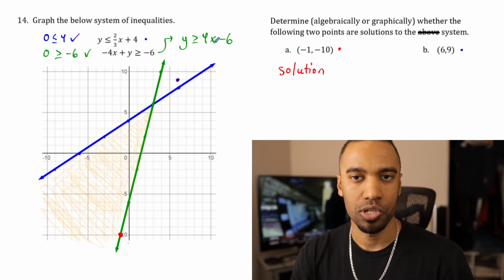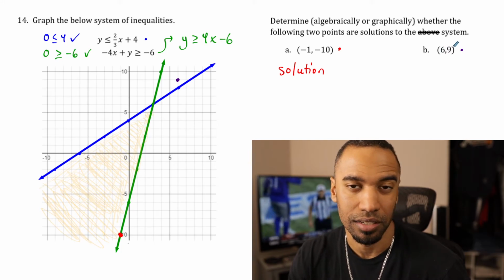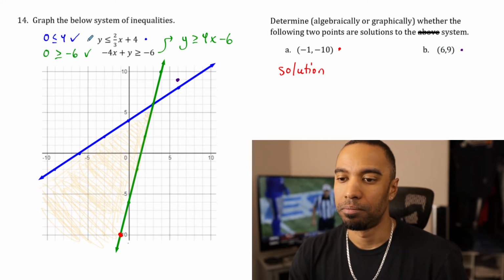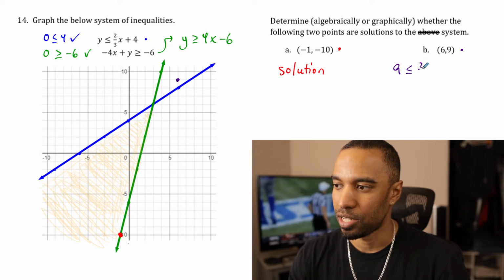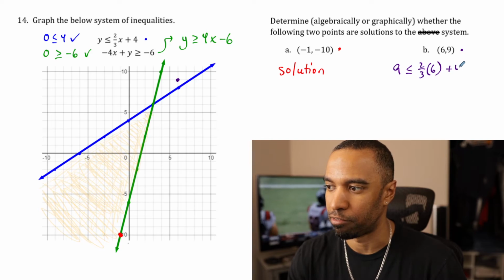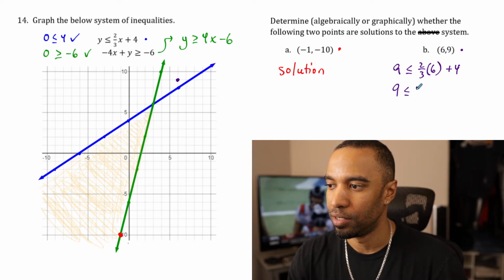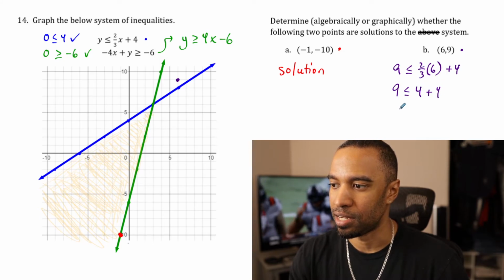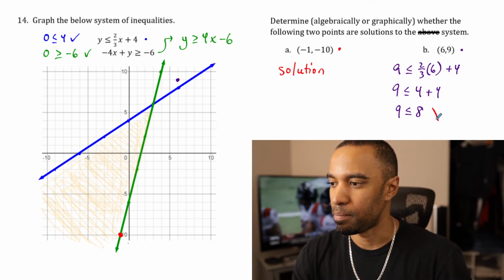However, let's substitute it into both these in case it's the better option for you. So let's substitute 9 for y and 6 for x. And the reason why I said I'm okay with this one is because I can take 2/3 of 6, and that will not be a fraction. So let's check that out. 2/3 of 6 is 4. 4 plus 4 is 8. 9 is less than or equal to 8. That is a false statement.